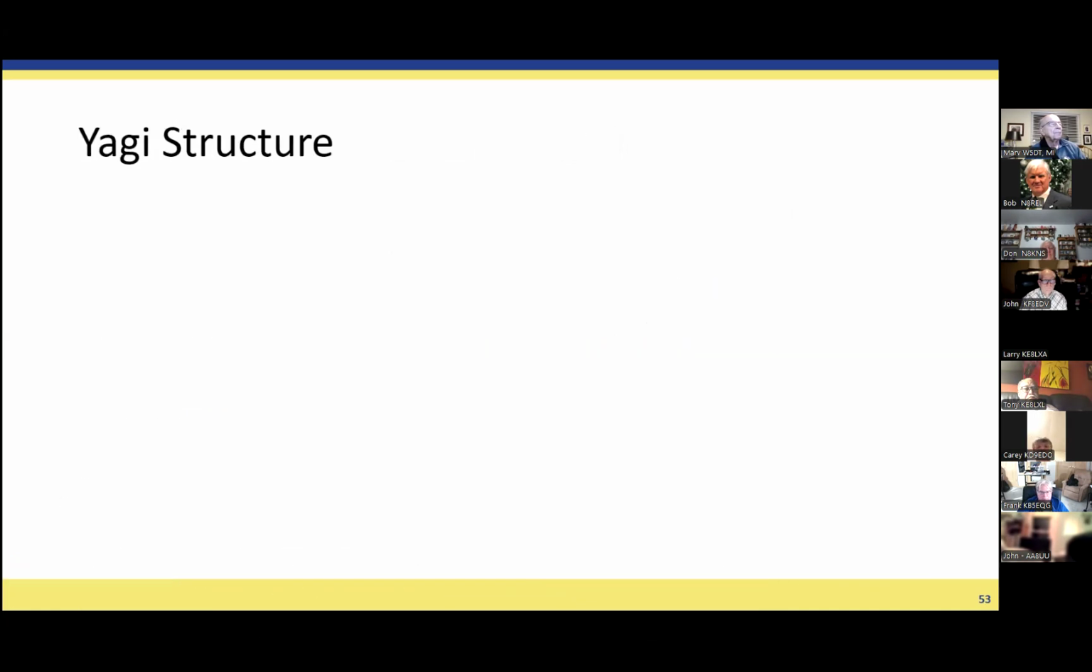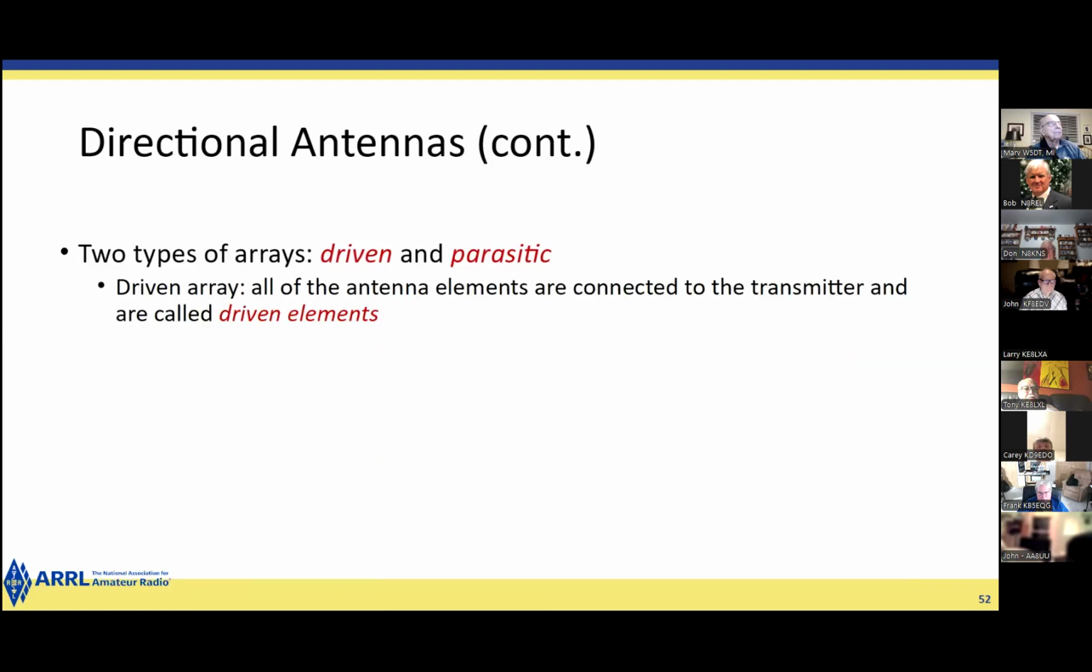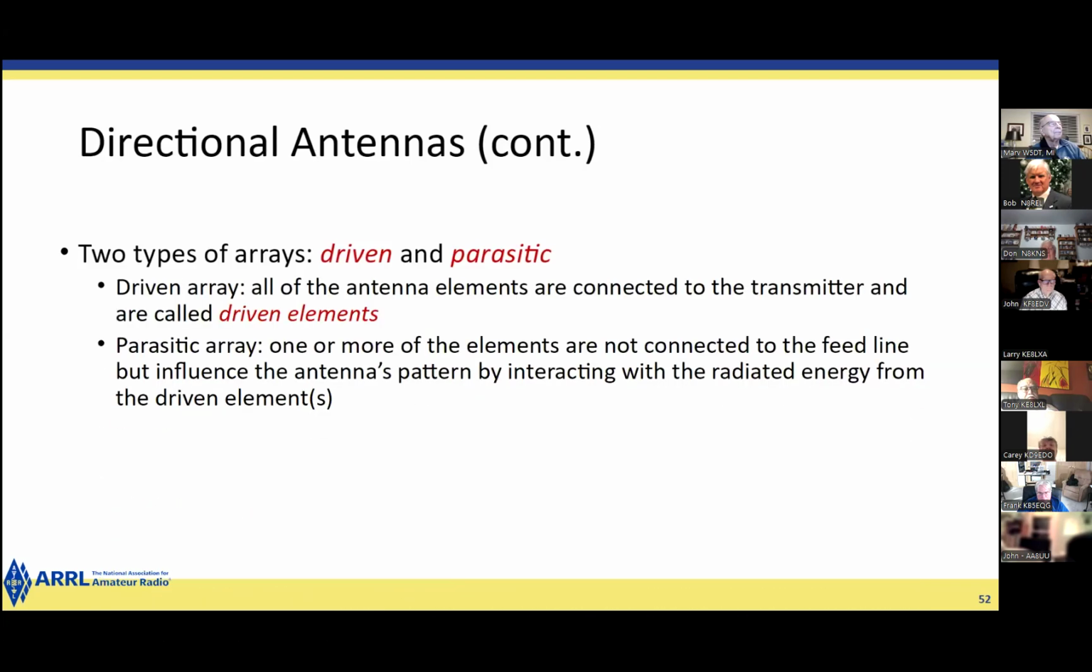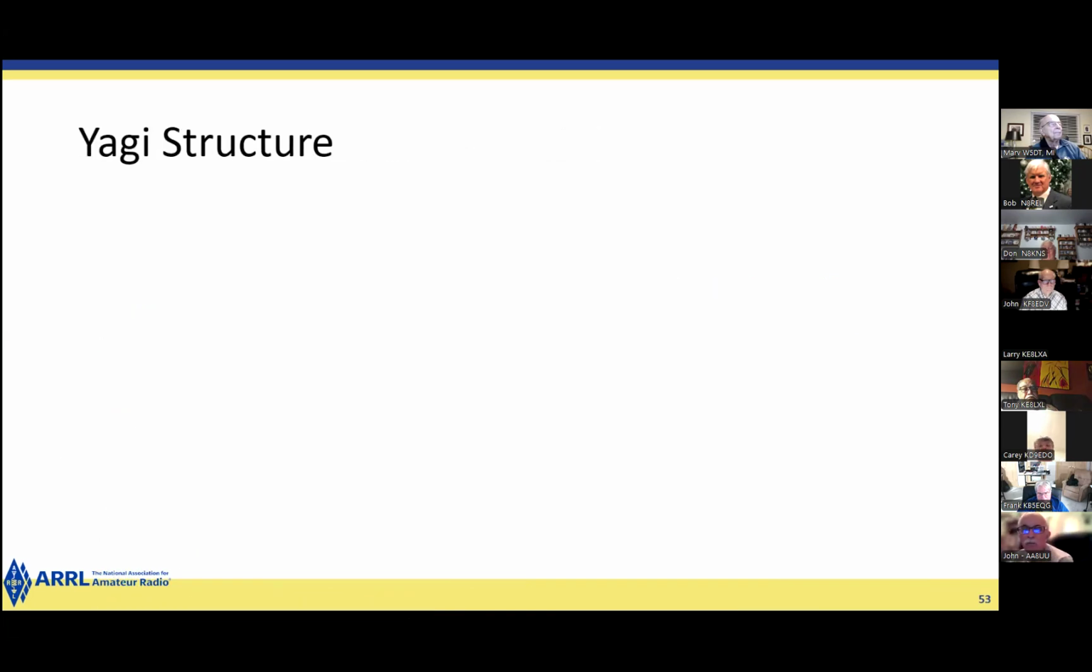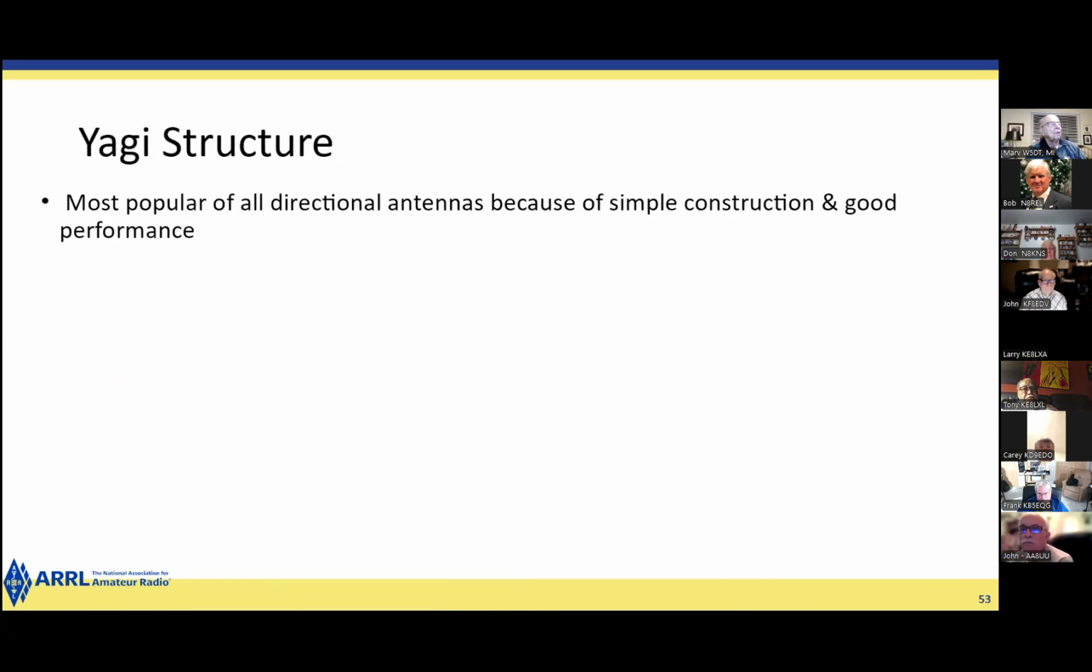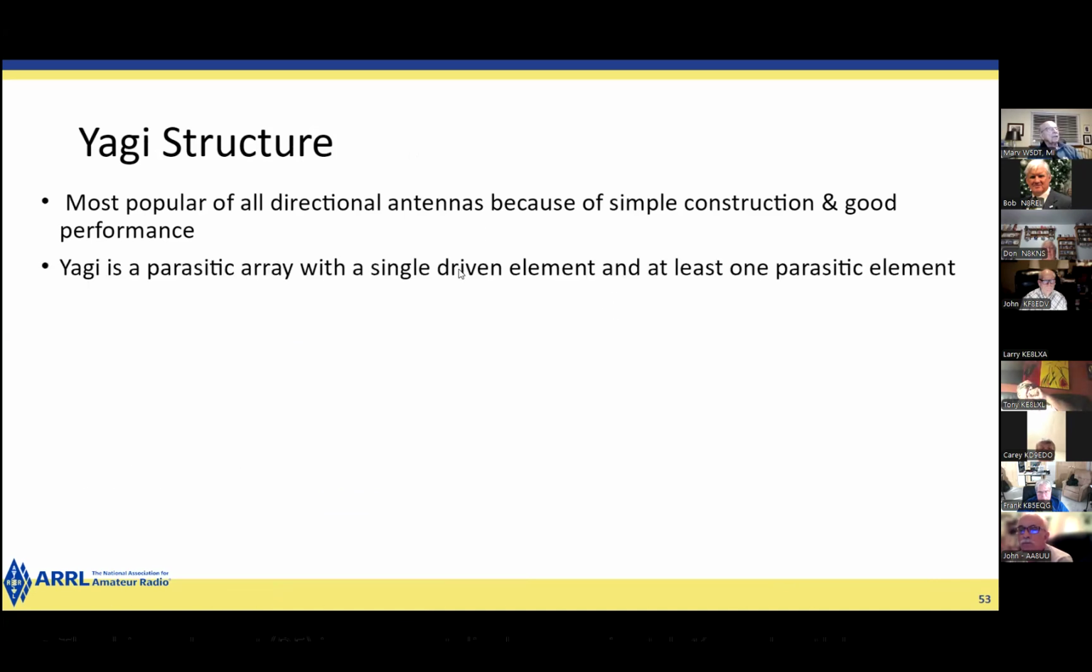So what's to stop the antenna from picking up a signal coming in the backside? I guess that's the question. What prevents it? Because of its structure.